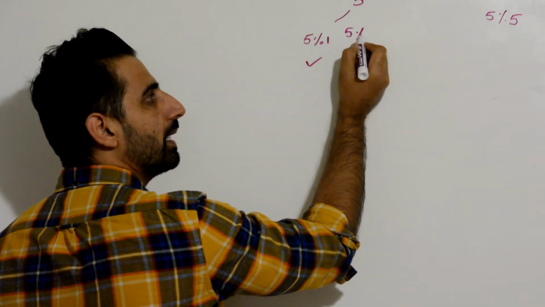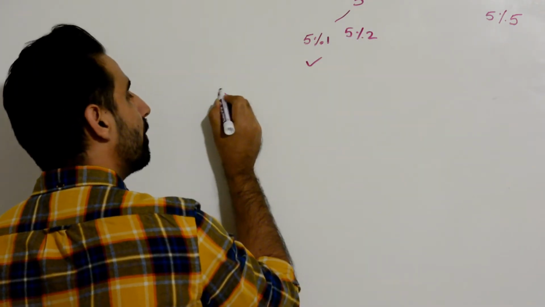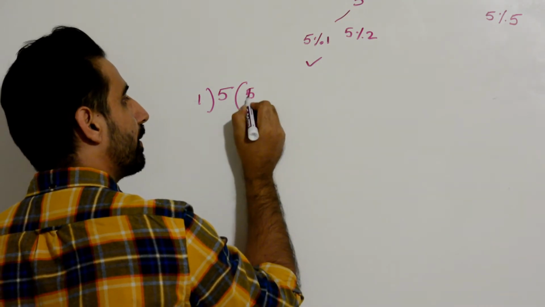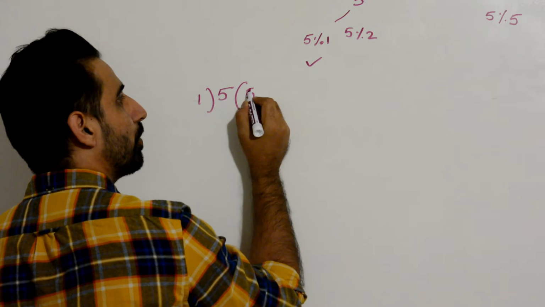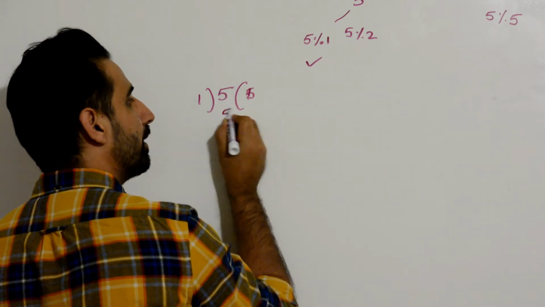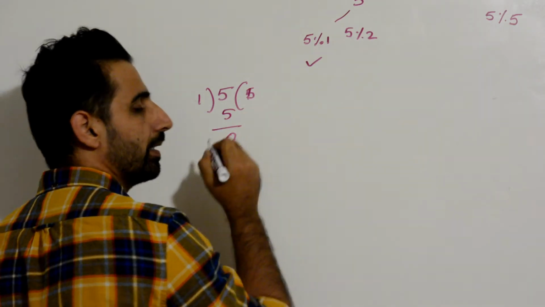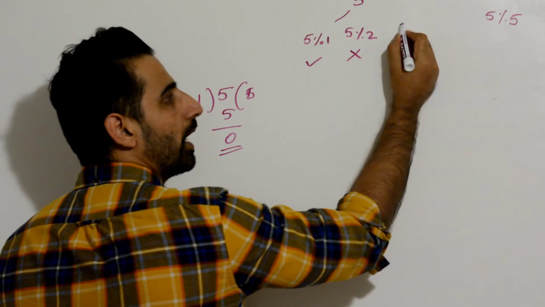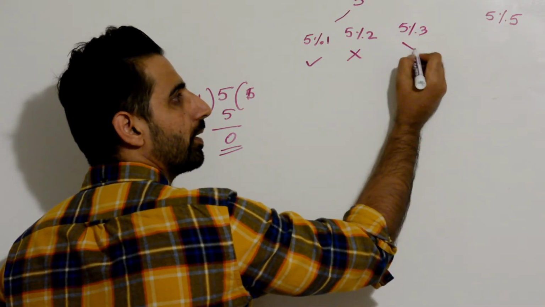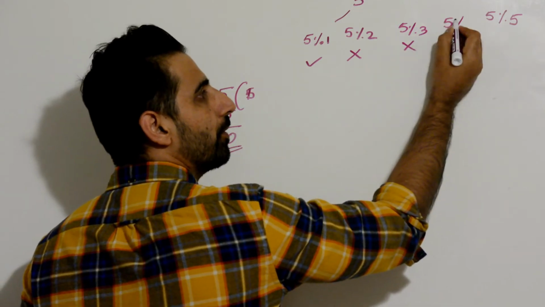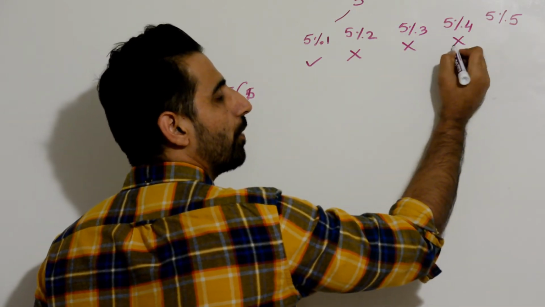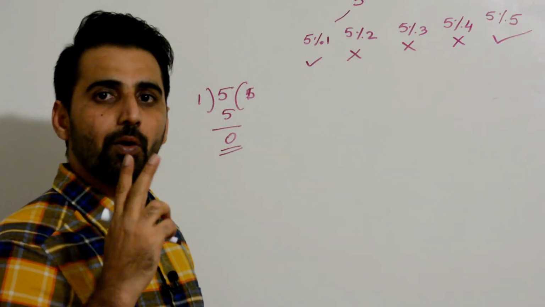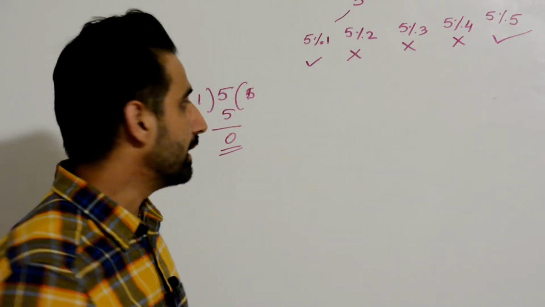Is 5 divisible by 2? Divisible by 1 means 5 divided by 1, what is the remainder? 0. So is 5 divisible by 2? No. Is 5 divisible by 3? No. Is 5 divisible by 4? No. Is 5 divisible by 5? Yes. So 5 is divisible by only two numbers, 1 and itself.